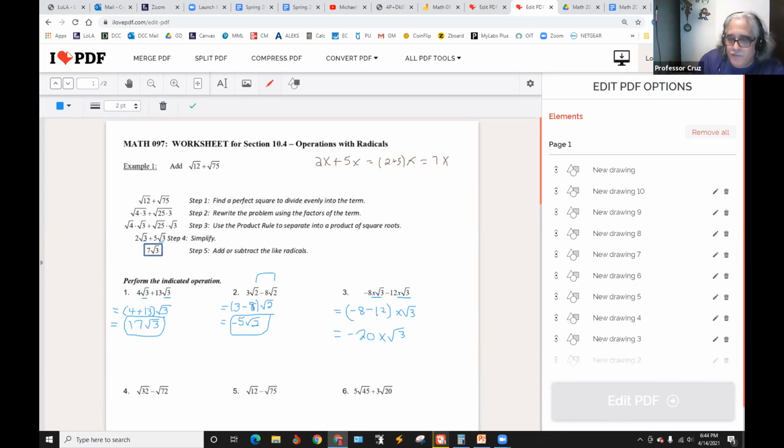All right, you see that? That's the part that's the like term now. It includes the radical, square root of 3, but there's also an x in the front.